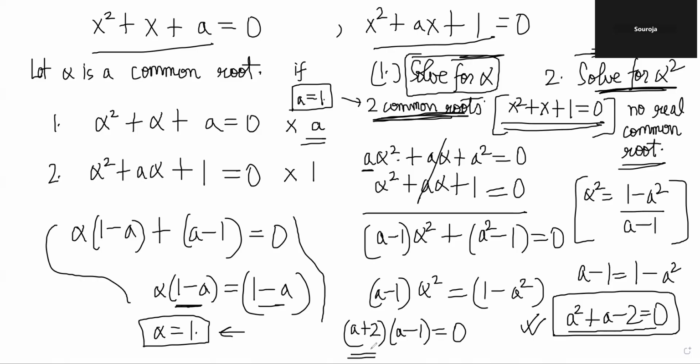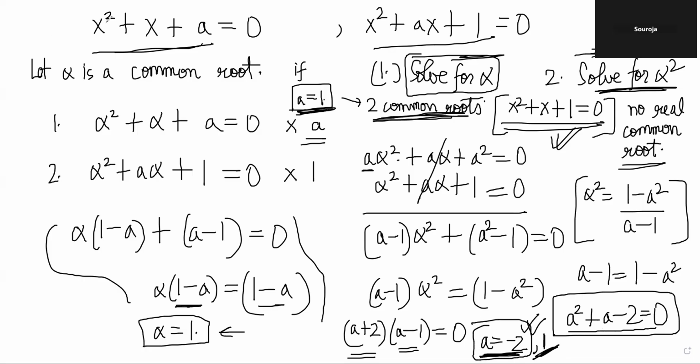So one value of a coming from here is a is minus 2. The other value of a is coming as a is 1, but we have already seen the a is equal to 1 case. If a is 1, they should have two common roots because both the equations are same, but actually there are no real common roots because there is no real root for this equation, right? But if a is minus 2, they have one common root, the other value that we got for common root.